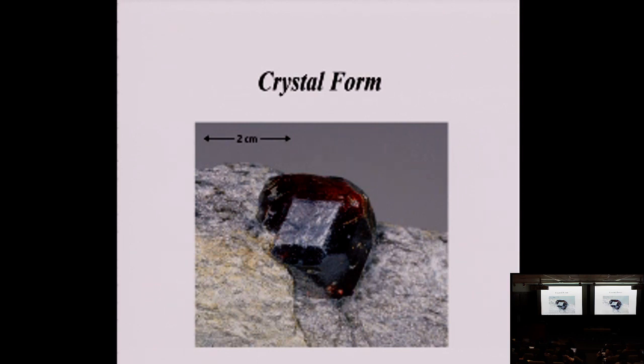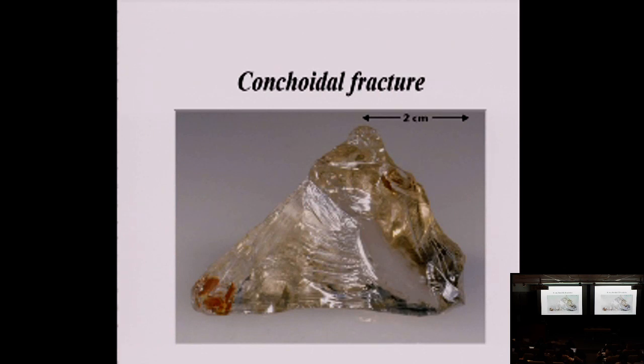So there's crystal form. Here's quartz that has been shattered with a hammer, and you have something called conchoidal fracture. Conchoidal fracture is this bowl-shaped depression where this would otherwise be a neat prism.